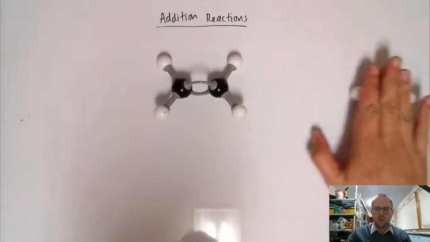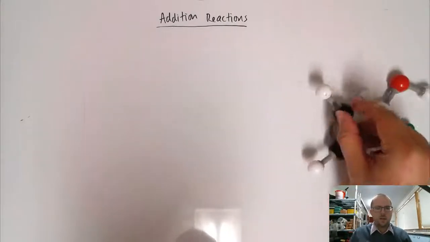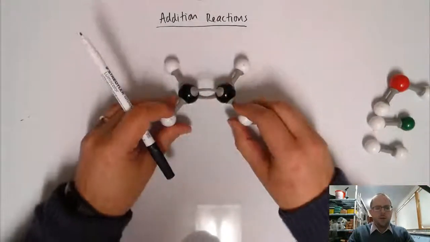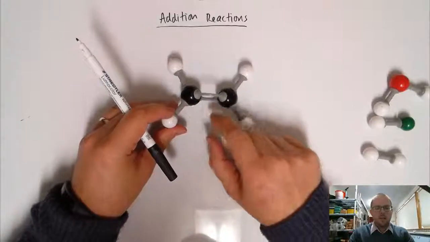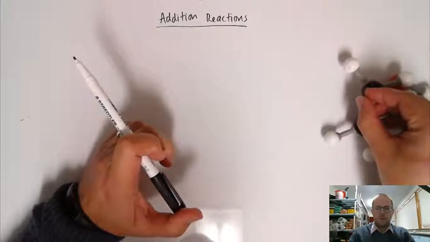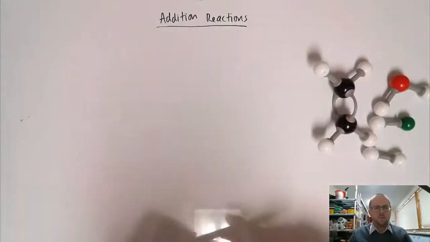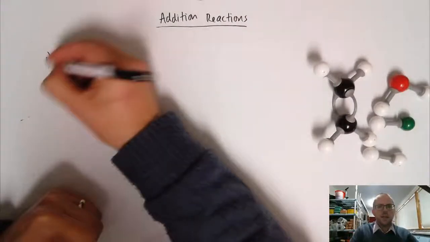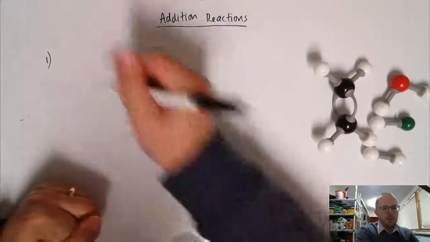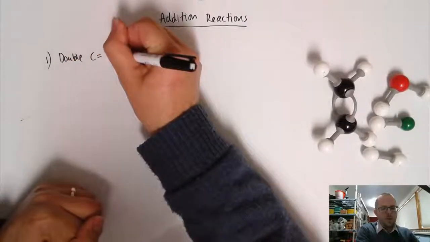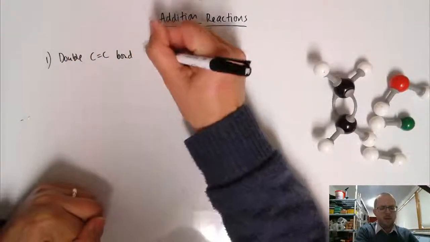If I just move them to the side for a second, so that we've got a little bit of space to write. With an addition reaction, we're taking this double bond, we're breaking it apart, and then we're adding some other smaller molecule into it. In order for that to happen, there are three steps. So the double carbon-carbon bond breaks.